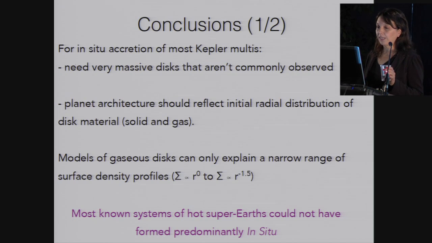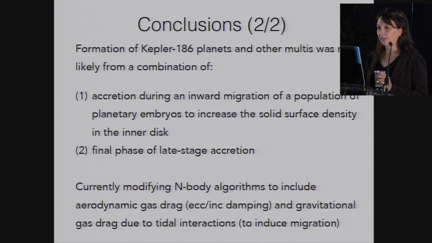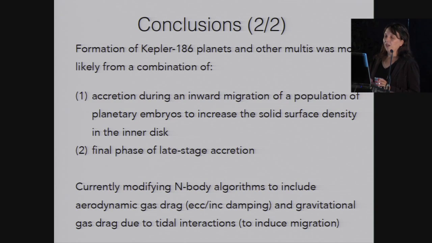The models of gas disks can only explain a narrow range of surface density profiles. And so if you believe these theories of gaseous disks and what we know from our observations, we can say that most known systems of hot super-Earths couldn't have formed predominantly via in situ. There has to be another mechanism.